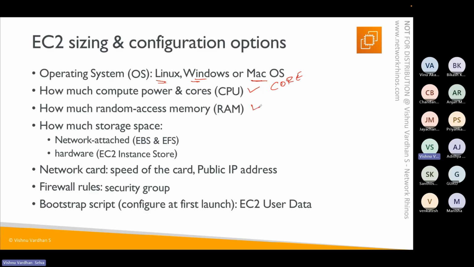Then you decide how much RAM you want. Then how much storage you want. Storage here in Amazon, we use EBS or EFS. EBS is Elastic Block Store, EFS is Elastic File System. Your storage will not be directly attached. For example, I'm having an EC2 machine in Amazon.